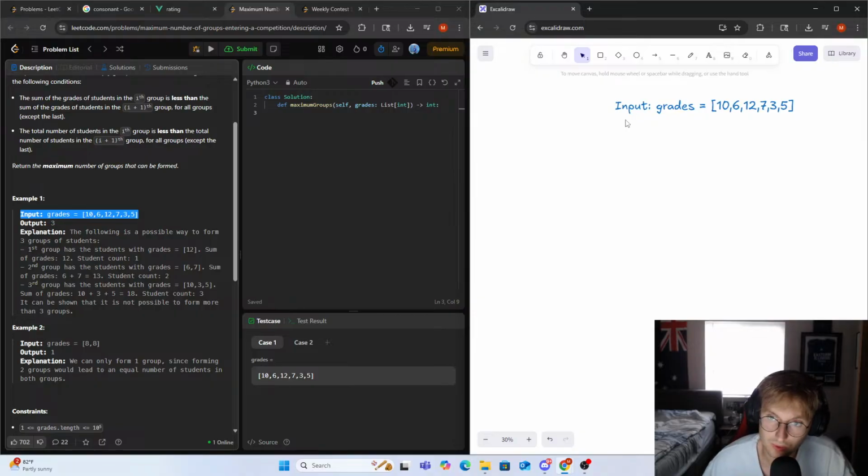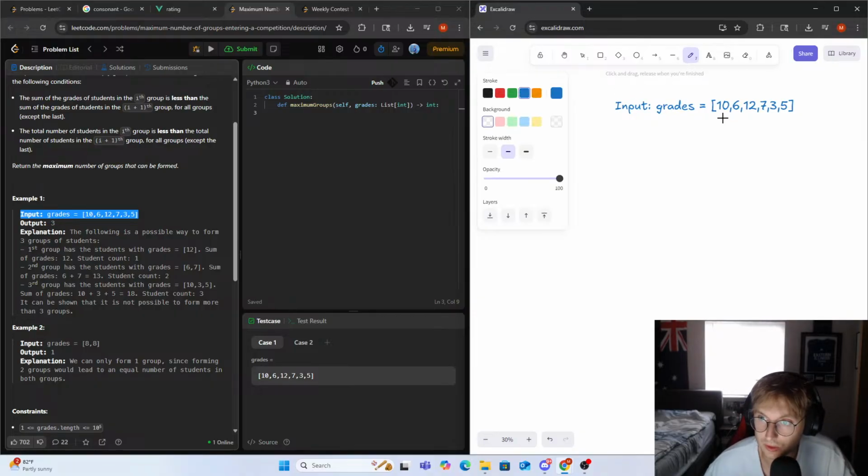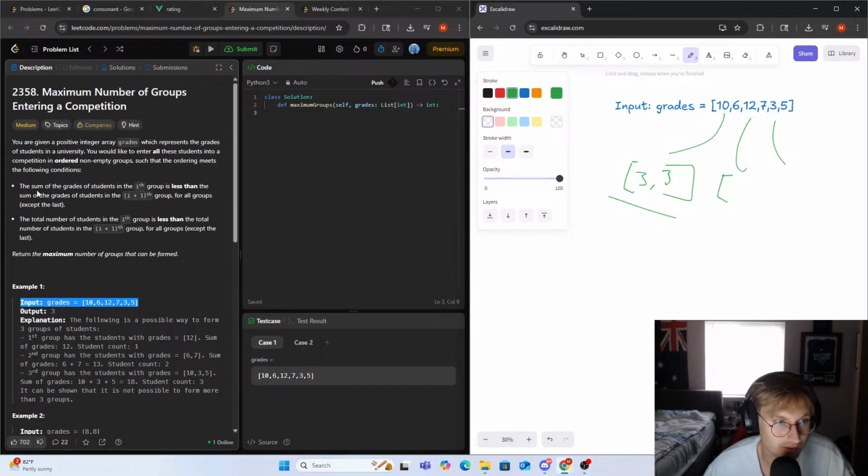So given our grades, I assume what we want to do here, as a high-level explanation, is split these up into specific lengths, right? Whatever, I'm not even going to look at the numbers, but for example, we get 6 here total. I believe that's our first condition: the sum of the grades of students in the ith group is less than the sum of the grades of the students in the ith plus 1 group, right?